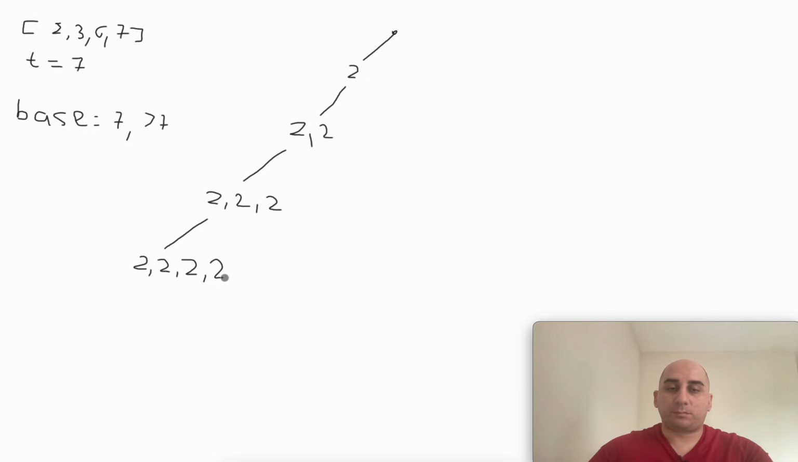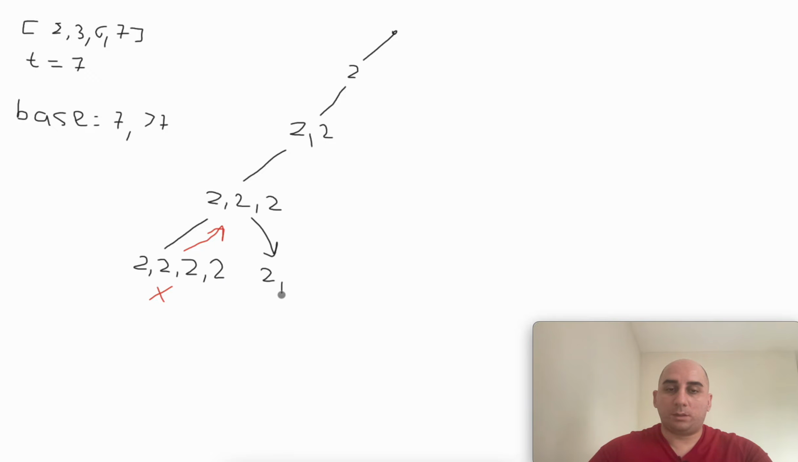Okay, so what happens in this case? In this case we hit our first base case, where the sum is more than 7. So there is no need to go further. We are backtracking from this solution. Okay, we exhausted all possible combinations for 2. Now let's go to the next element. For 2, 2, 2, we considered the combination with 2, and let's now consider the combination with 3.